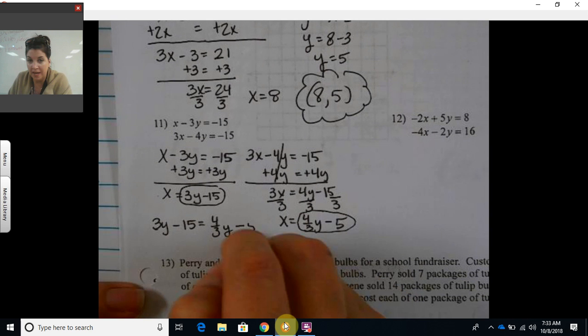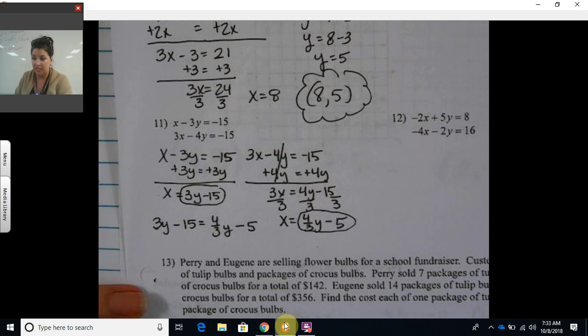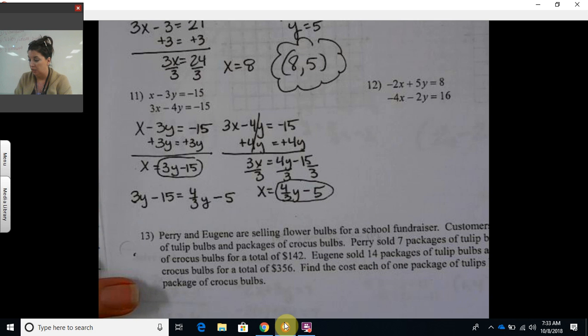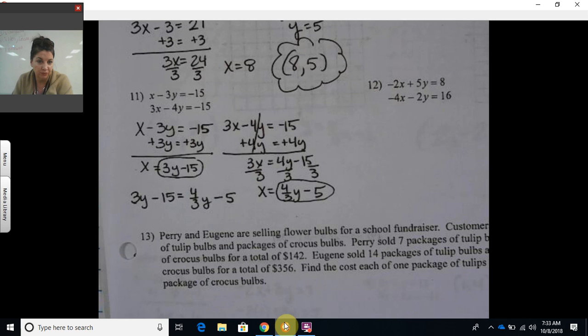And I know I'm going kind of fast, but it's a C day and we don't have a lot of time, so if I want to clear my fractions, which I do, I will multiply every term by what? 3, because it's the least common denominator.